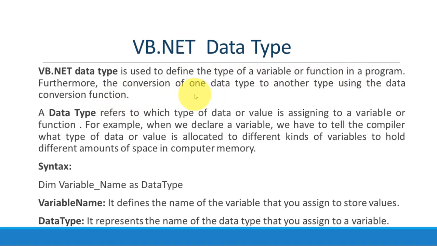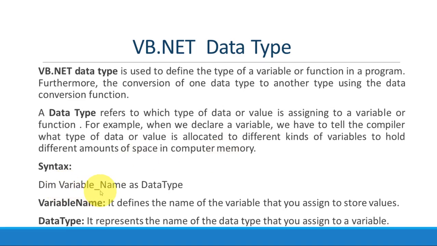Furthermore, one data type can be converted to another type using the data conversion functions. A data type refers to which type of data or value is assigned to a variable or a function. For example, when we declare a variable, we have to tell the compiler what type of data or value is allocated to different kinds of variables to hold different amounts of space in computer memory. That is, the type of a variable determines how much space it occupies in storage.